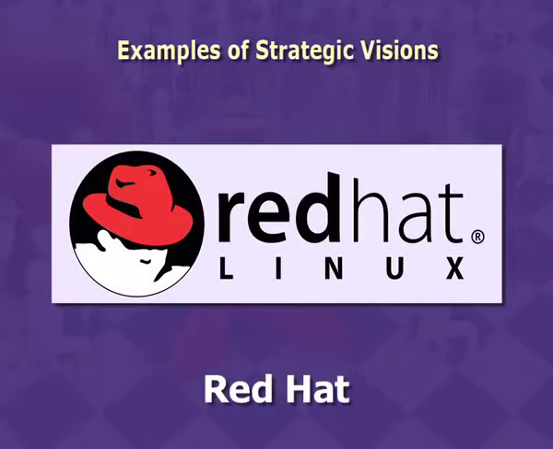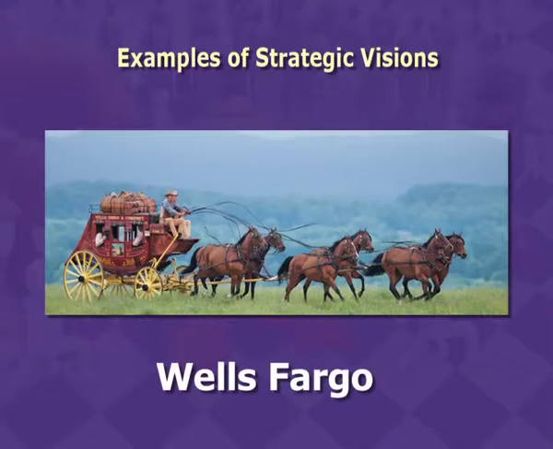Example 1 about Red Hat. To extend our position as the most trusted Linux and open source provider to the enterprise. We intend to grow the market for Linux through a complete range of enterprise Red Hat Linux software, a powerful internet management platform and associated support and services. Now we can take an example of Wells Fargo. We want to satisfy all of our customers' financial needs, help them succeed financially, be the premier provider of financial services in every one of our markets, and be known as one of America's great companies.